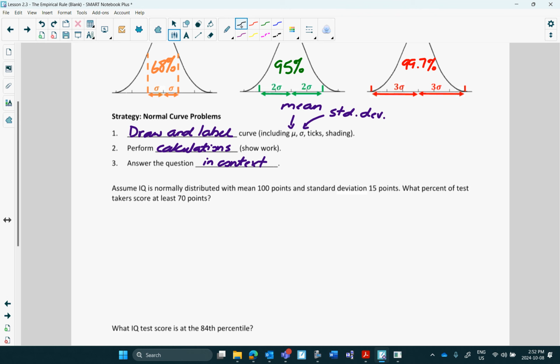So IQ is normally distributed, so 1, 2, 3, 4, 5, 6, 7. I'm going to get my curve right away. My peak's up here. Halfway down, I start to go out. Halfway down there, I start to go out. So that's not great. Could have done better. That size.